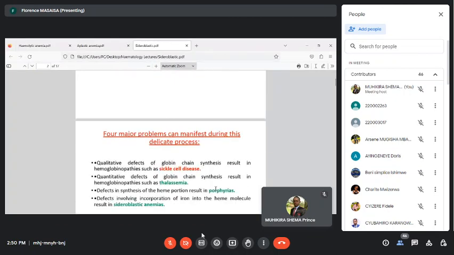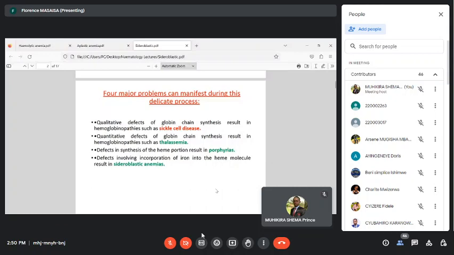Sideroblastic anemia, we'll just make a quick reminder. A qualitative defect of globin chain synthesis results in hemoglobinopathy, which is sickle cell disease. A quantitative defect of globin chain results in thalassemia. We have a defect of porphyrin resulting in porphyria. Then we have a defect involving incorporation of iron into heme molecules, that is sideroblastic anemia.